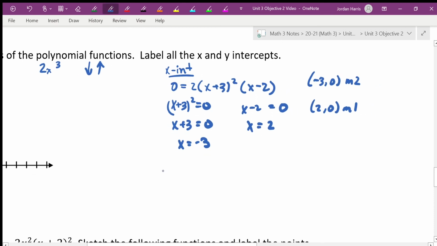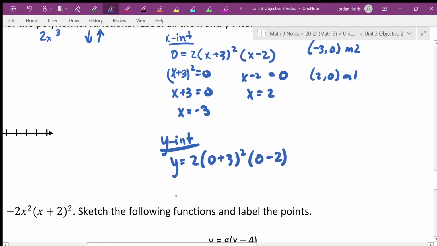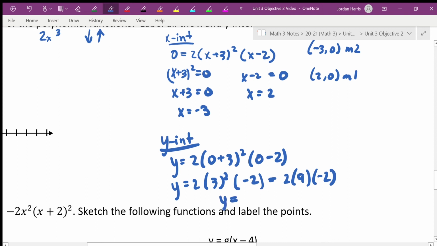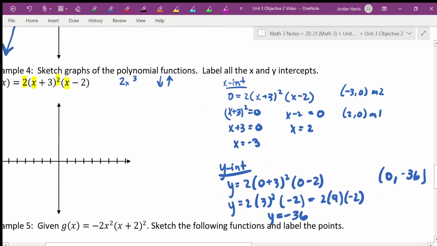Okay, and finally we need our y-intercept. So I set x equal to 0, so y equals 2 times 0 plus 3 squared times 0 minus 2. So I get y equals 2 times 3 squared times negative 2. So that is 2 times 9 times negative 2. 2 times 9 is 18 times negative 2 is negative 36. So 0, negative 36.